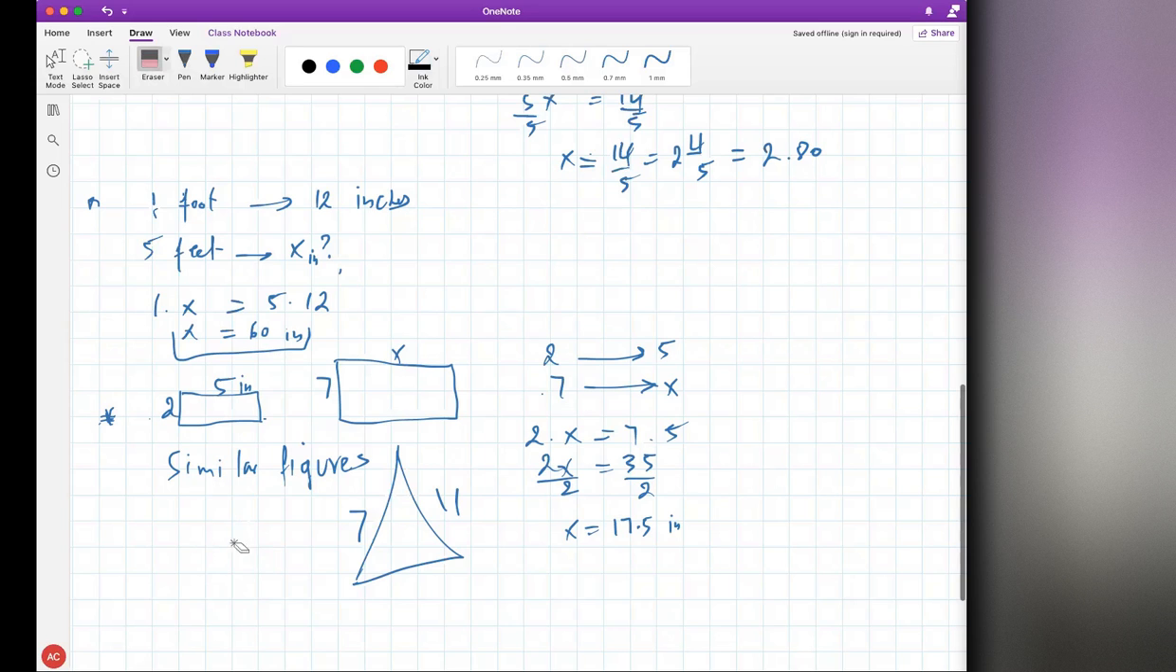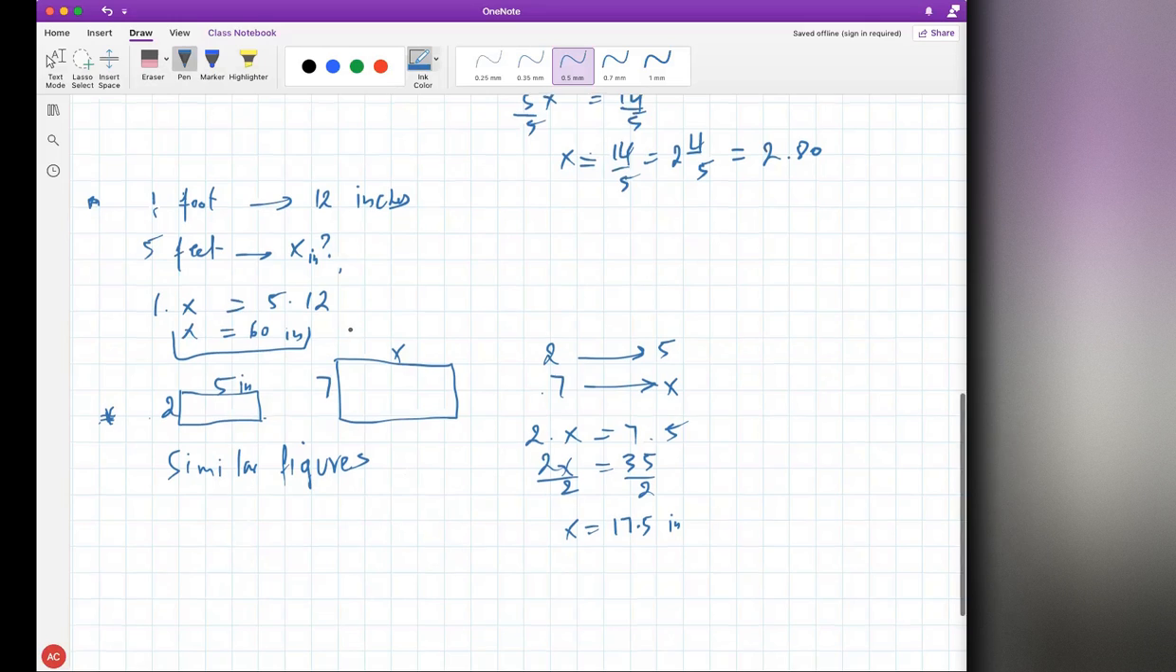So we call these similar figures because they're not identical. They just have the same shape, but not necessarily the same size. Otherwise, it would be identical or congruent. So congruent is when they're the exact same size, exact same shape.